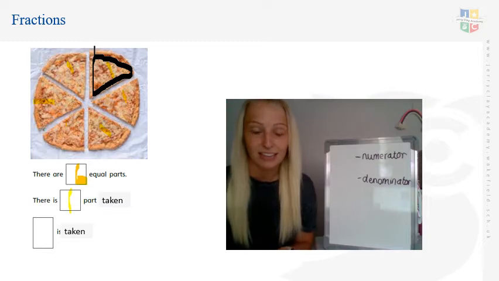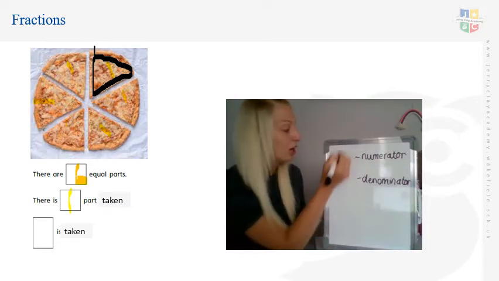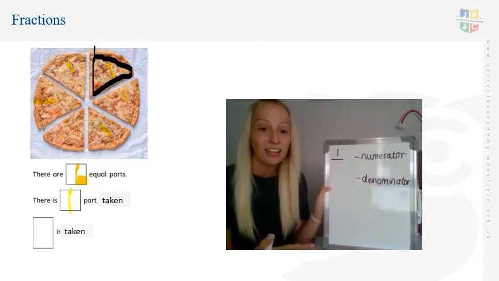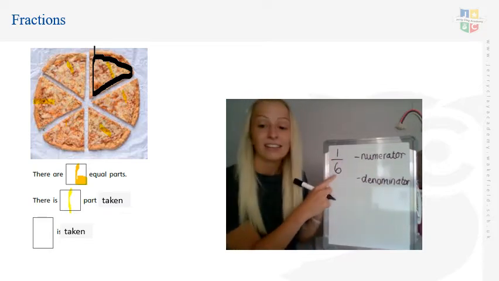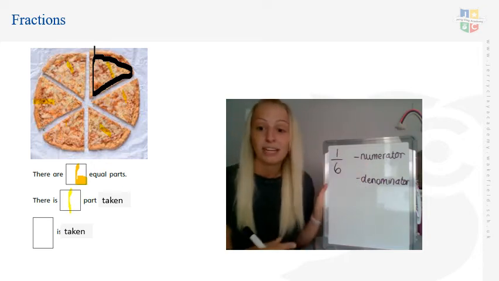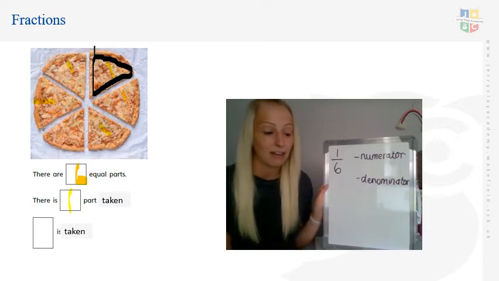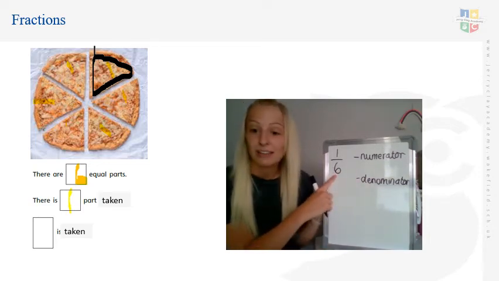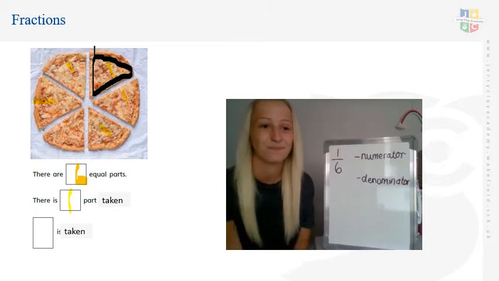So now we need to represent this as a fraction. How many parts have I eaten? 1. So I've eaten 1 part out of how many equal parts altogether? 6. Fabulous. So I've eaten 1 out of the 6 equal parts. So my numerator is 1 because that represents how many have been taken away, how many have been shaded, or how many have been eaten. And the denominator is 6 because denominator means how many equal parts, and there are 6 equal parts.